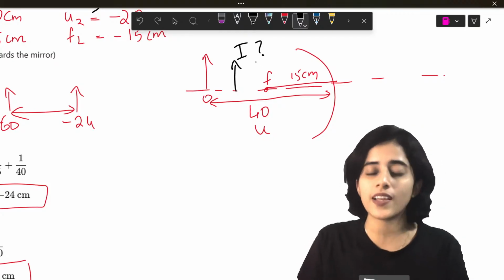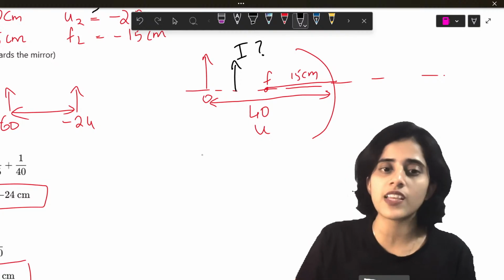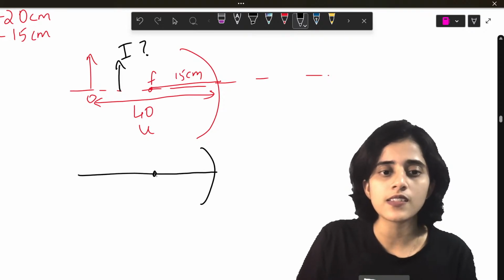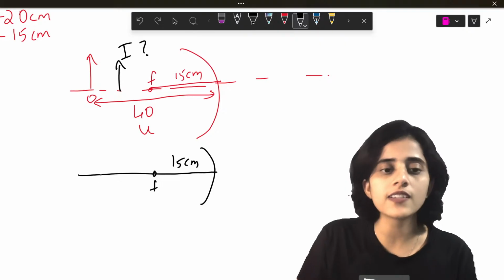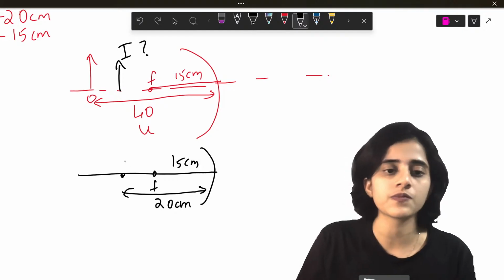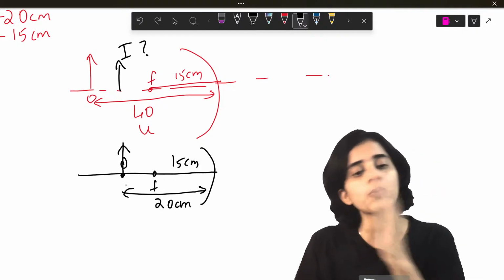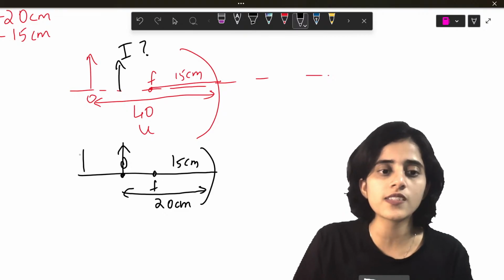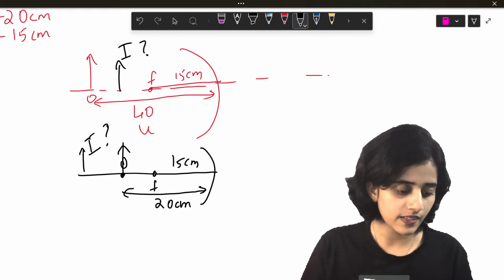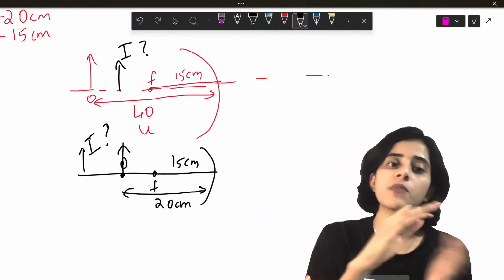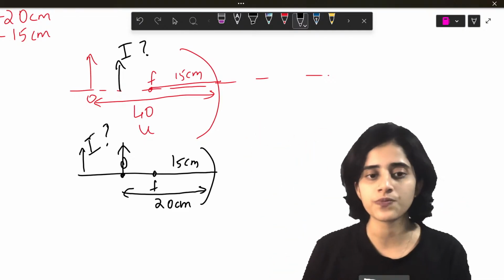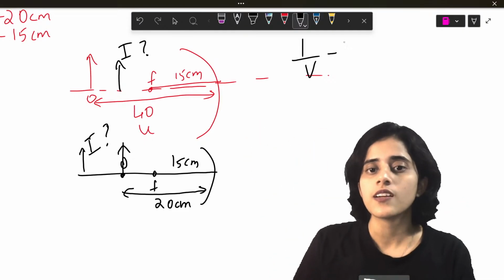Image where? Now, in the question itself, they say that with the same mirror and same focal length, the object is now shifted to a distance of 20 centimeter only. So the question is, now where is the image, and by how much did the image move? You can see in both the figures, the image is at two different positions. You have to use the mirror formula.